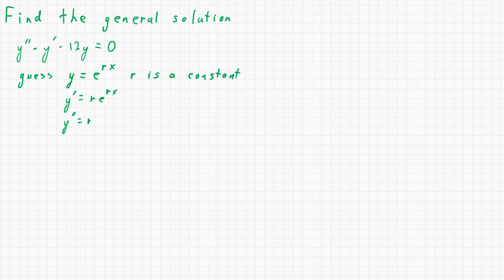And I can't set a value of r to get e to the rx equal to 0, so I have to pick a value of r to get this polynomial equal to 0. By the way, that polynomial is called the characteristic polynomial.